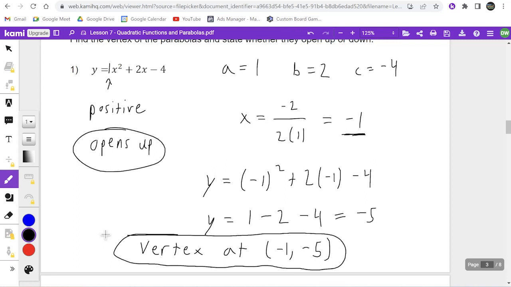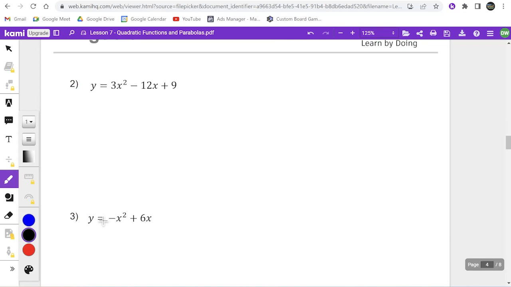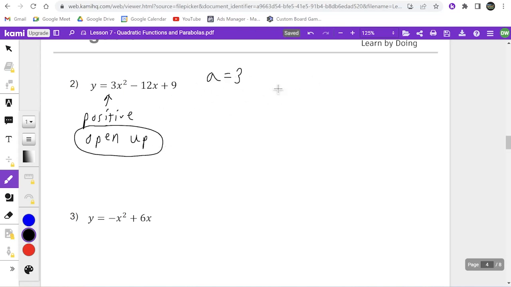Okay, good. Now let's do a few more on this next page. Y equals 3x squared minus 12x plus 9. Again, same idea. I'm going to say the fact that this is positive means that the parabola is going to open up. It's going to look like a happy face. And now if I want to find the vertex, this time a is 3 and b is negative 12.